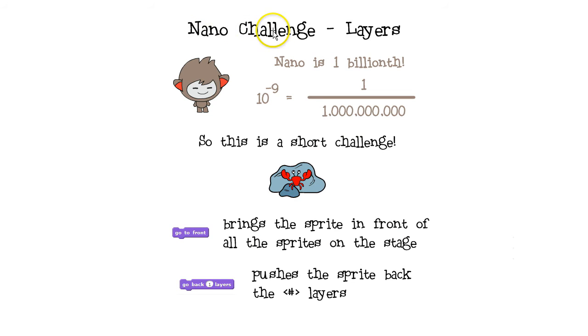This is a Nano challenge, and this is Nano. A nano is 1/1000th, 10 to the -9. That's 9 zeros. A nano is a small number, so this is a short challenge. This challenge will introduce the problem of having one sprite in front of another sprite on the stage. I'll use go to front to bring the sprite in front of all the other sprites, and go back layers to push the sprite back.